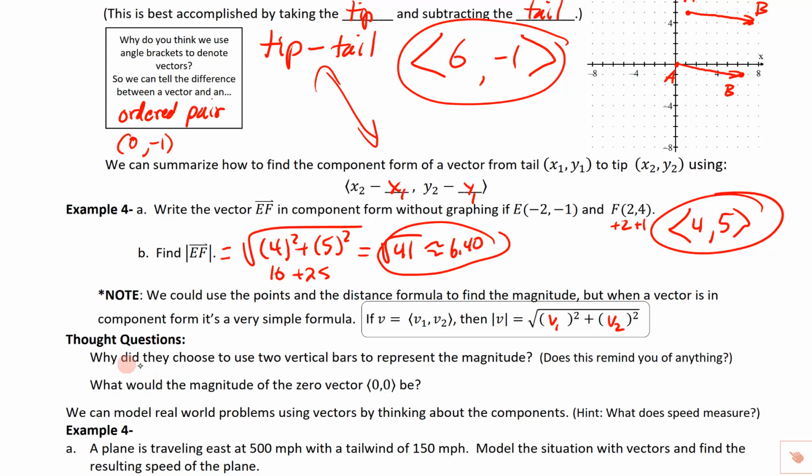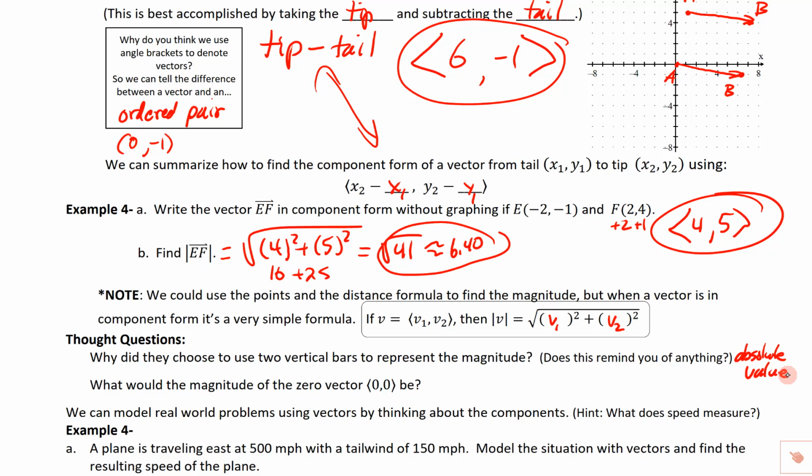And then if we take a look here at these thought questions, it says, why did they choose to use 2 vertical bars to represent the magnitude? So the magnitude of a vector is represented by these vertical bars right here, or sometimes they're double vertical bars. Well, does that remind you of anything? Well, it should remind you of absolute value.